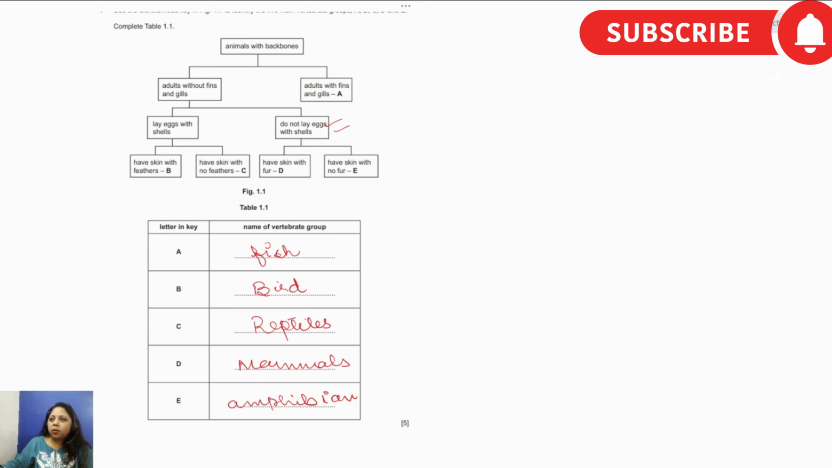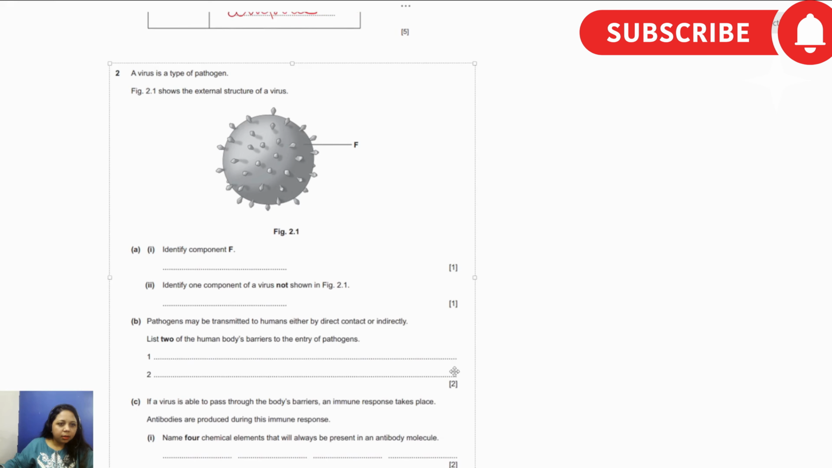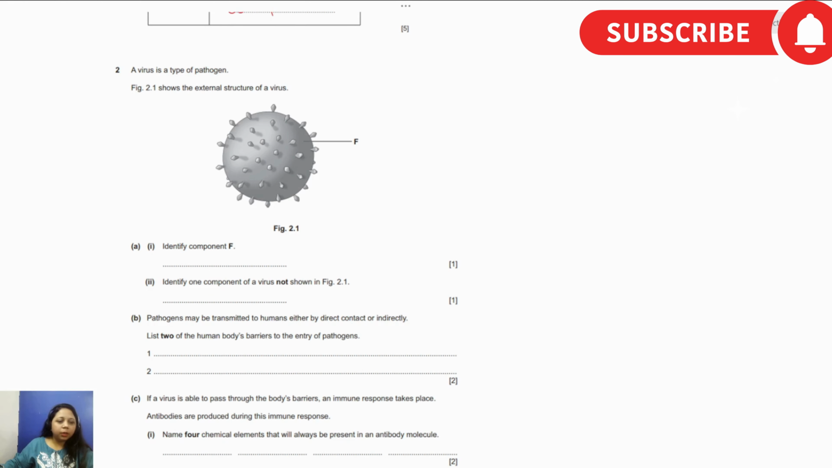Okay, next one is related to a virus. A pathogen is given, and you have to identify the molecule. It's a protein coat. Identify one component of the virus which is not shown. So it has only two components, the protein coat and, exactly, the genetic material, DNA or RNA, which is not shown.